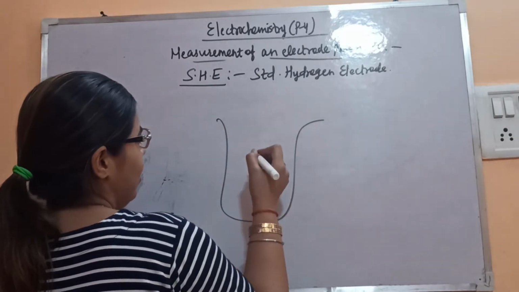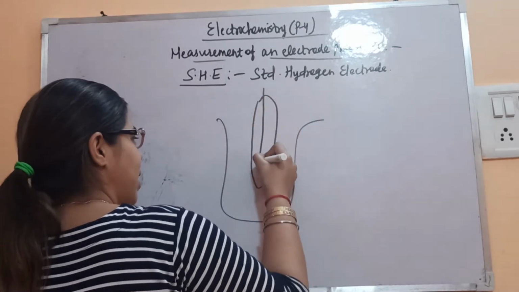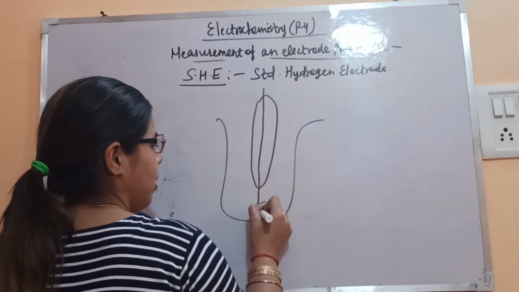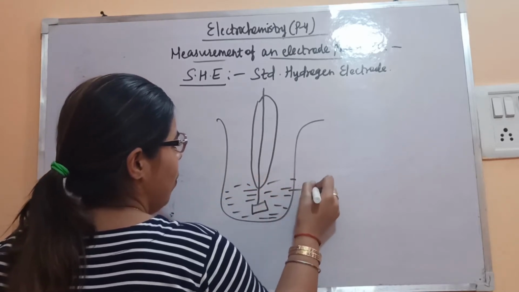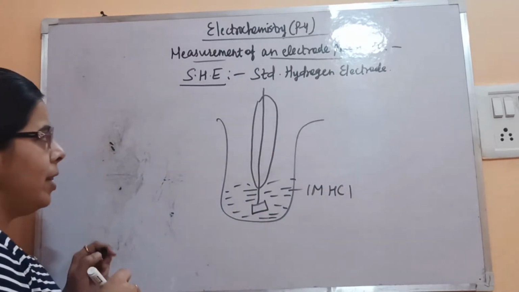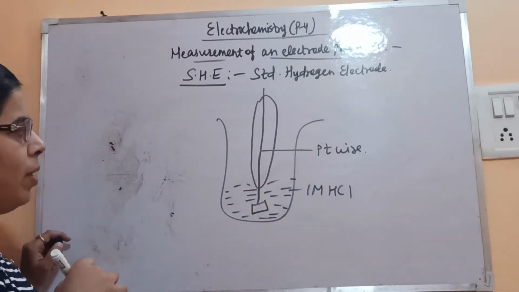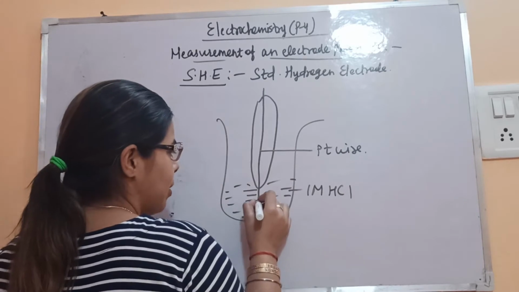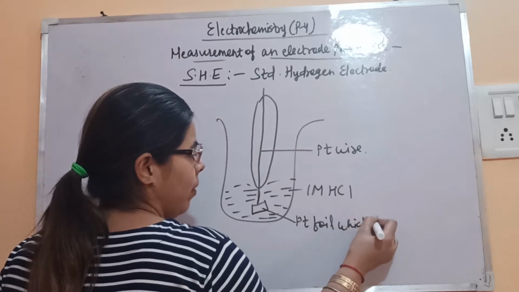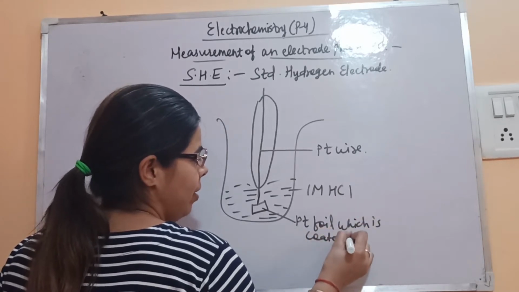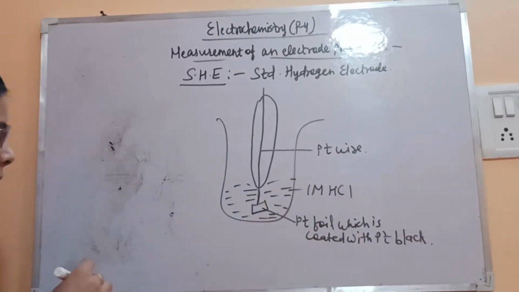Now in this, a platinum rod is there, which is dipped in 1 molar HCl solution. This is the platinum wire dipped in 1 molar HCl solution, and here it is attached to a platinum foil. This platinum foil is coated with platinum black. We'll see the role of this. What is the role of platinum black here? So this is the setup.